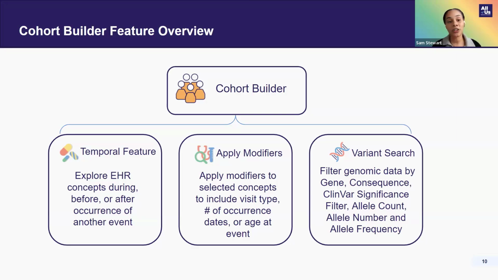Within the Cohort Builder, there are some advanced features, such as the temporal feature. You can apply some modifiers, and you can even use the variant search. The variant search function is great if you want to construct your cohort on genomic data. We're going to discuss each of these features in turn, but if you want more information about them in detail, we have some information on the User Support Hub as well.